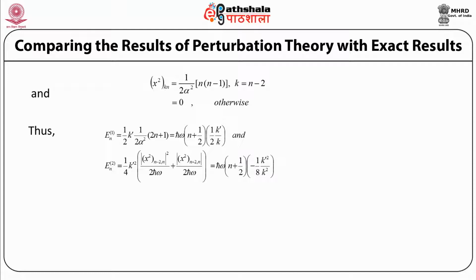Thus, E_n^(1) equals half of k prime by 2 alpha square into (2n plus 1), equal to h bar omega into (n plus half) times k prime by k, and E_n^(2) equals 1 by 4 k prime square multiplied by [x square (n minus 2, n) modulus square divided by 2 h bar omega plus x square (n plus 2, n) modulus divided by 2 h bar omega], which is equal to h bar omega into (n plus half) into (1 minus 8 k prime square by k square).